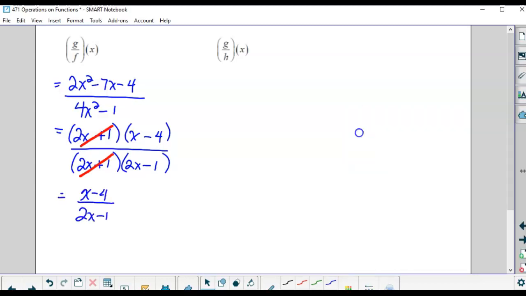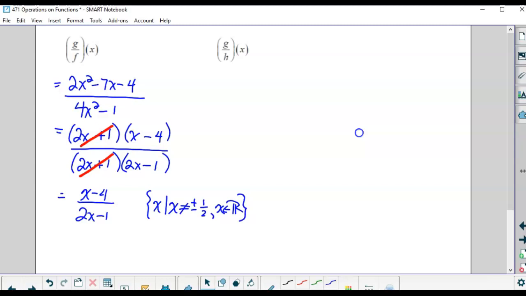Now, in terms of your domain, so it was all real numbers, but then remember we need to go back and look at when f equals 0. And that occurs when x is negative 1/2 and positive 1/2. So x cannot be plus or minus 1/2, but it can be everything else.